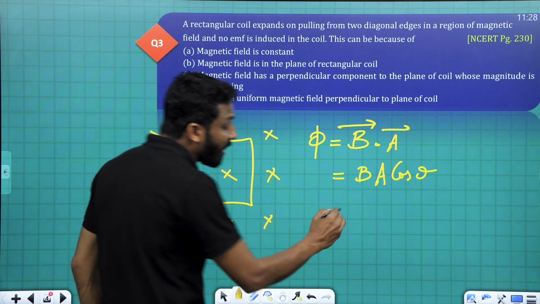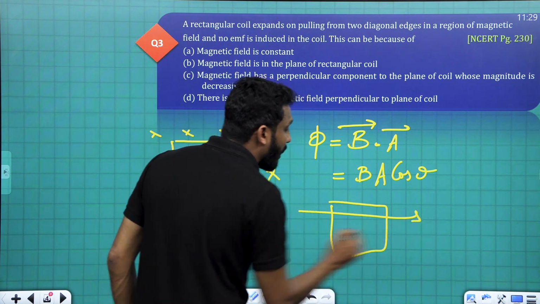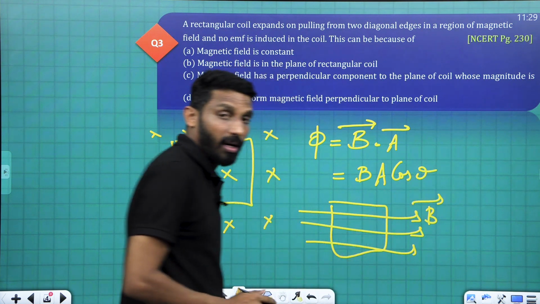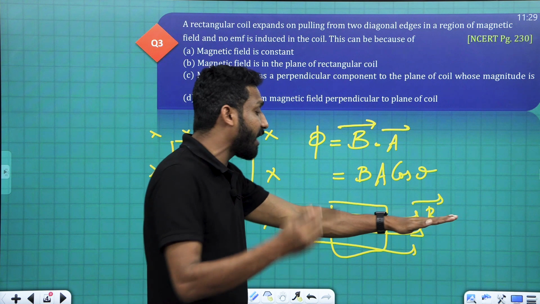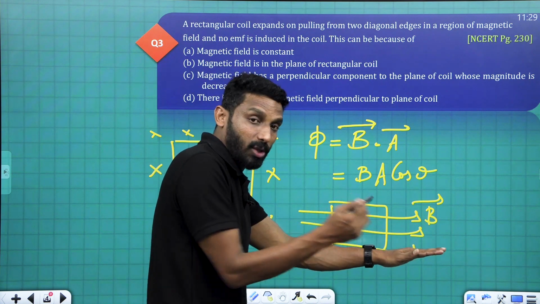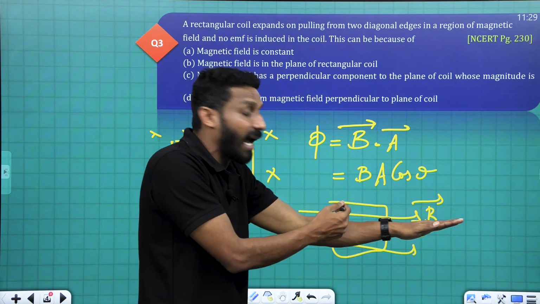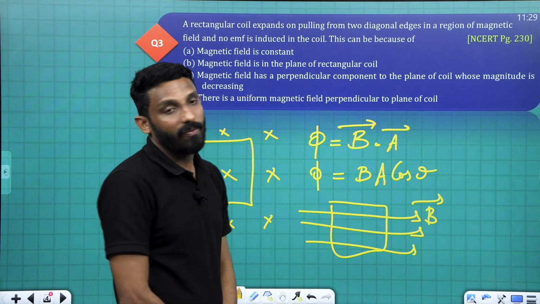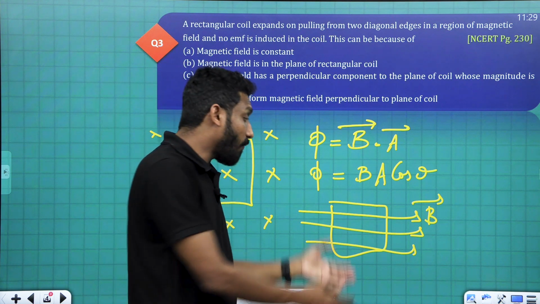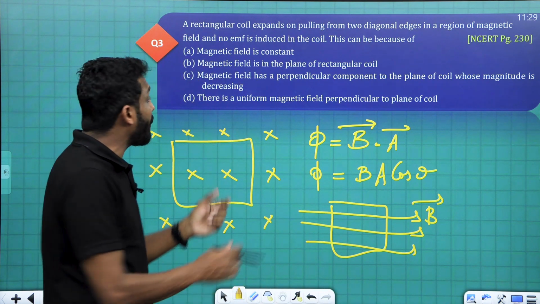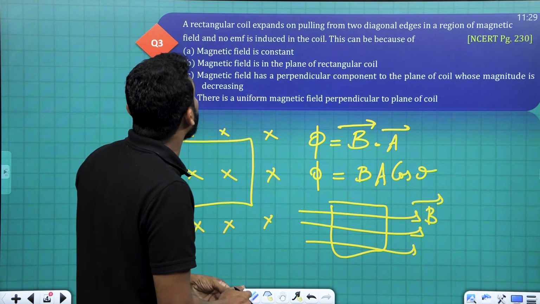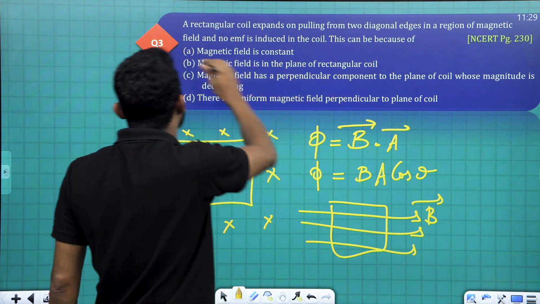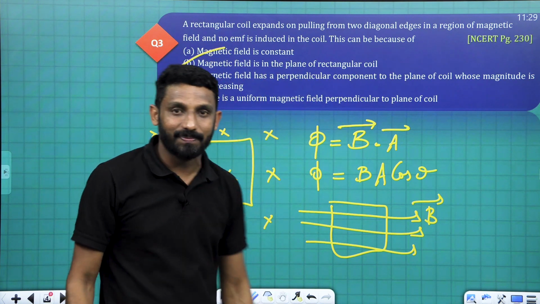Now if the field is parallel to the plane of the coil like this, what is the angle between vector B and vector A? Vector A is perpendicular to the plane and vector B is in this direction. The angle is 90 degrees. Cos 90 is 0. Flux is 0. No flux is there. Now in this case, there won't be any change in flux. Then no EMF will be induced. Magnetic field in the plane of the rectangular coil is the answer of the question.